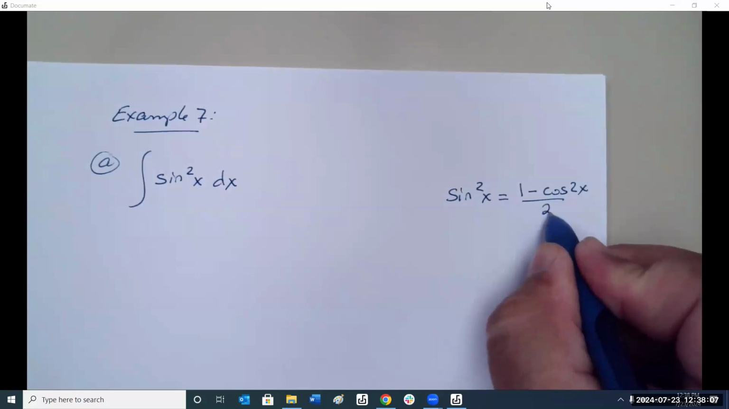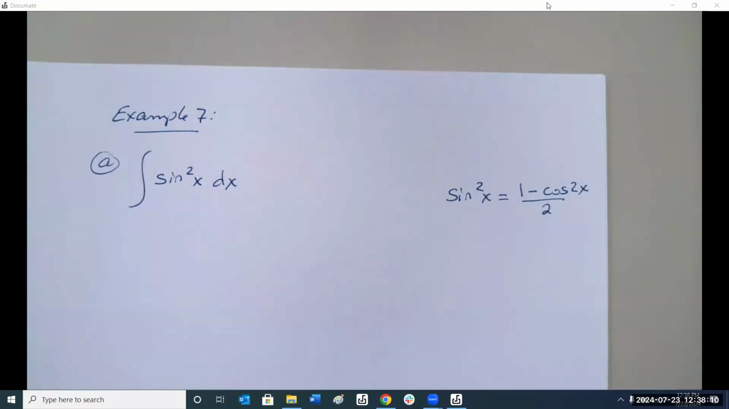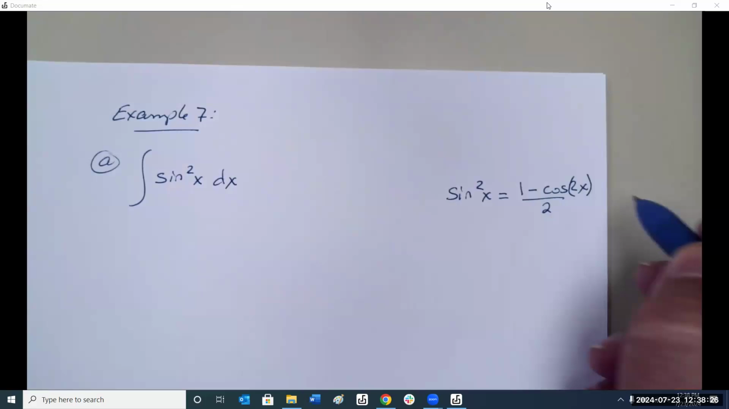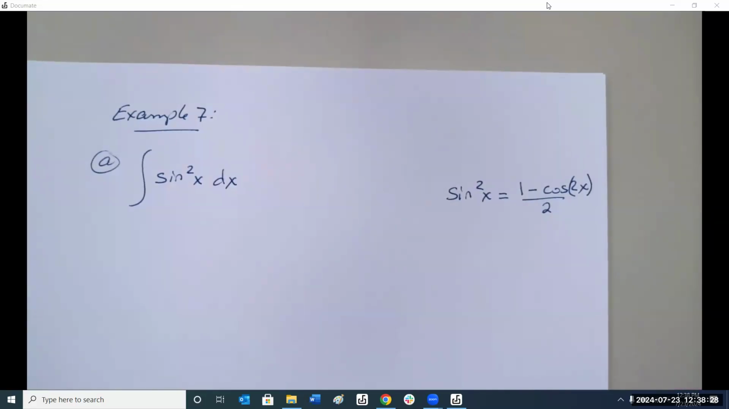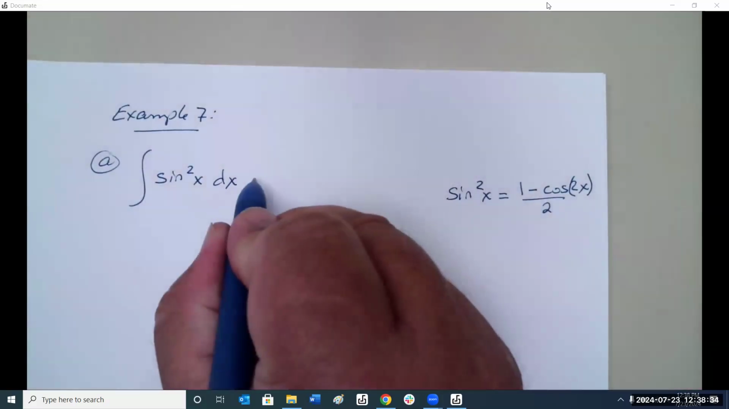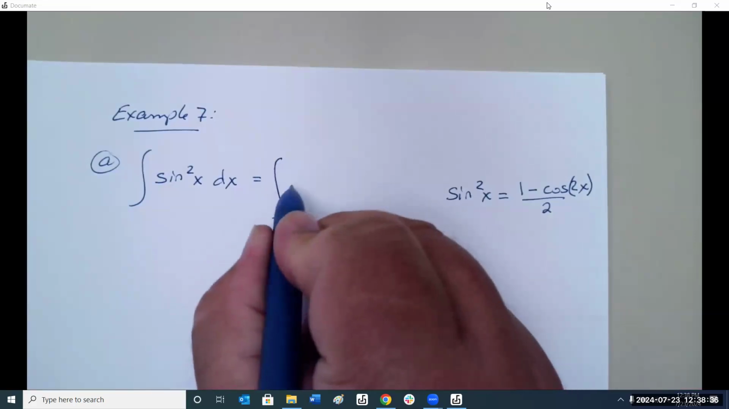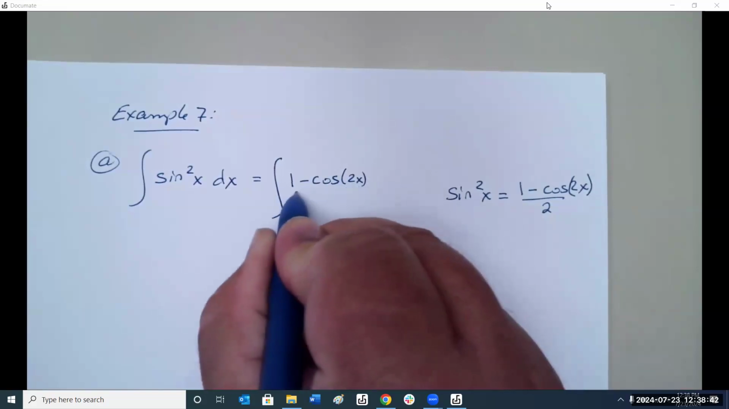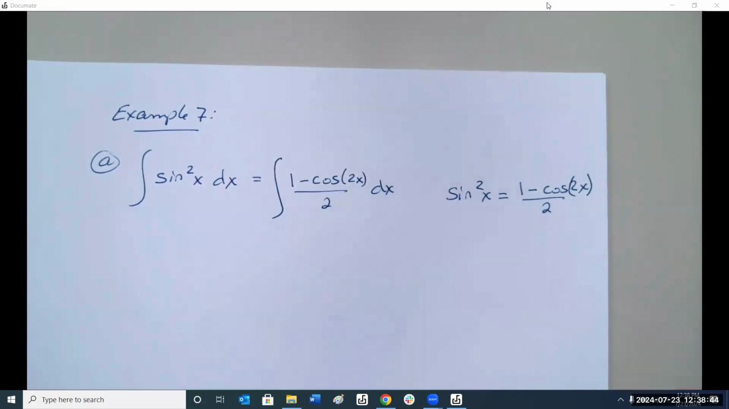In your sheets, you'll see this in the trig identities for sine squared. What you're looking for is one that isn't squared, no exponents. We've been doing them all the time where it has a cosine u type equation. So we can change this one to 1 minus cosine 2x over 2 dx.